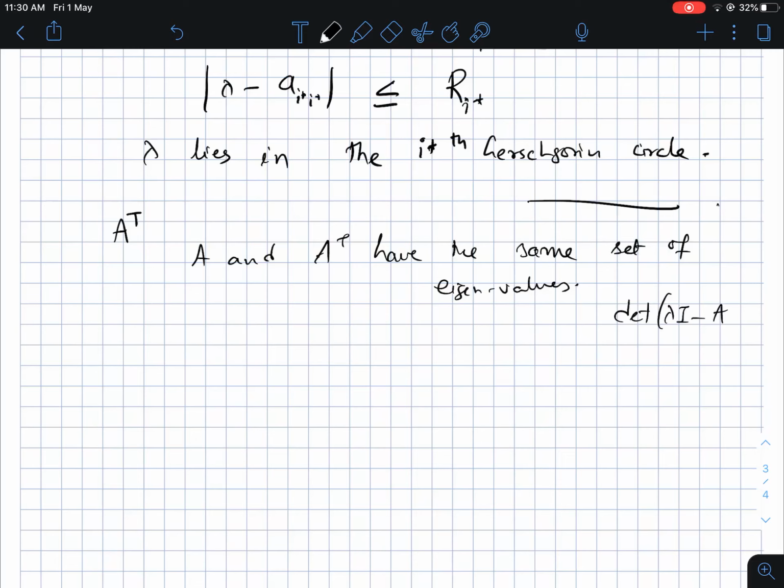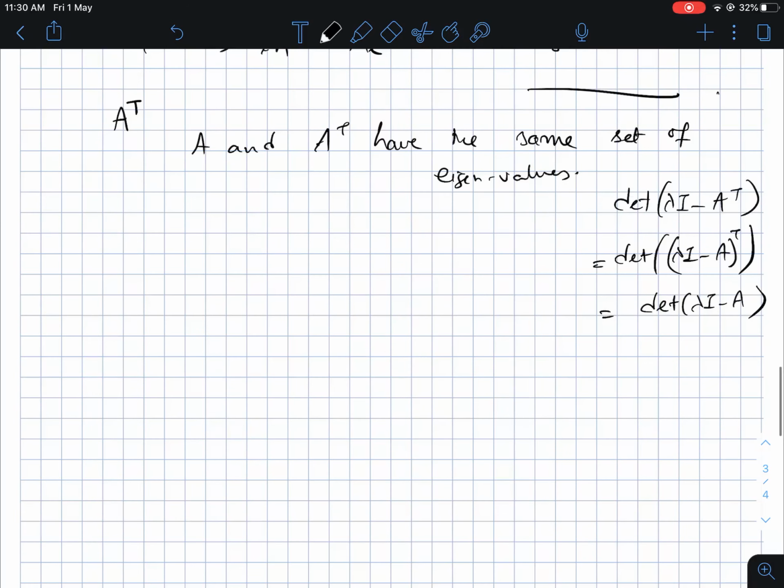So if you do lambda I minus A transpose, that's like writing det of lambda I minus A, whole transpose. And the determinant doesn't change when you take the transpose, so you simply get det of lambda I minus A. So A and A transpose have the same set of eigenvalues. So basically, applying the Gershgorin circle theorem to A transpose can sometimes give you better estimates on the eigenvalues, because the circles will change, the radii will change, if you actually change the rows to the columns.